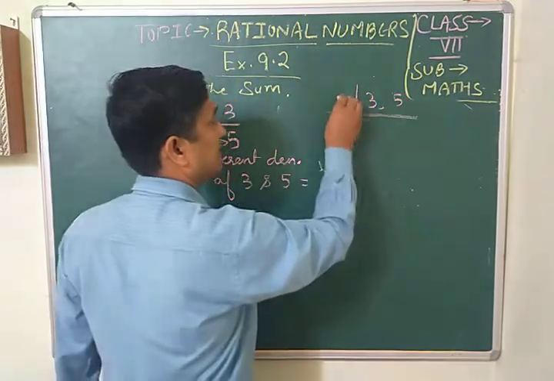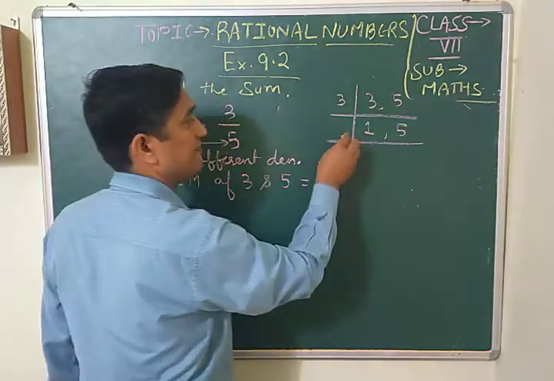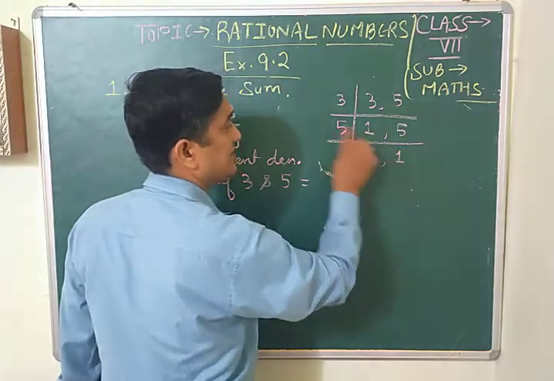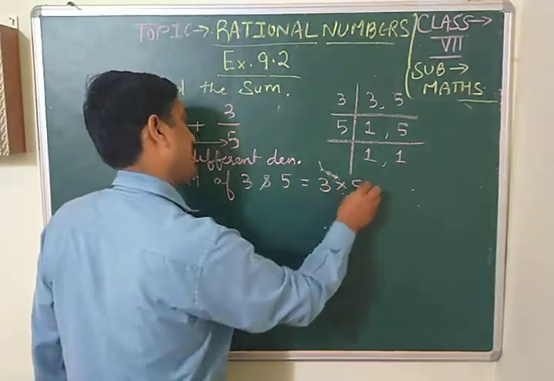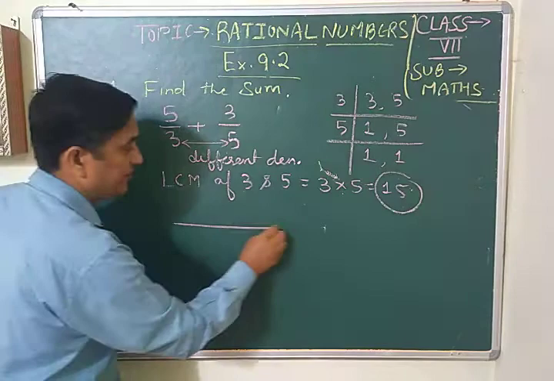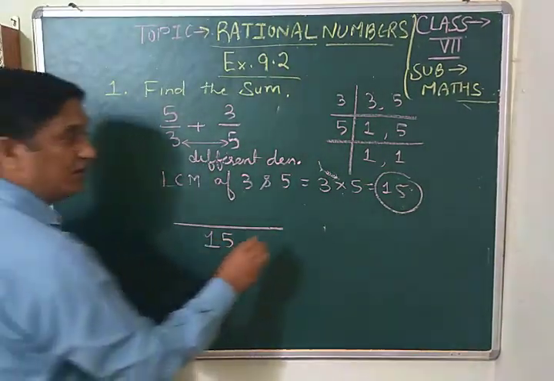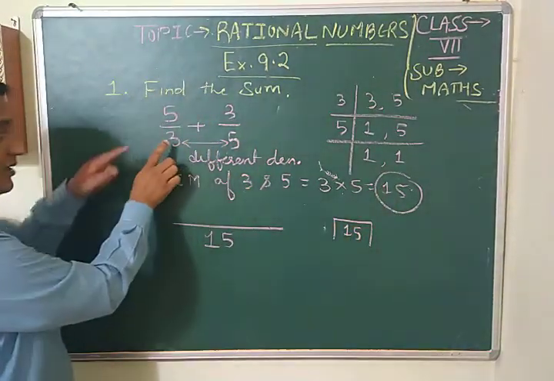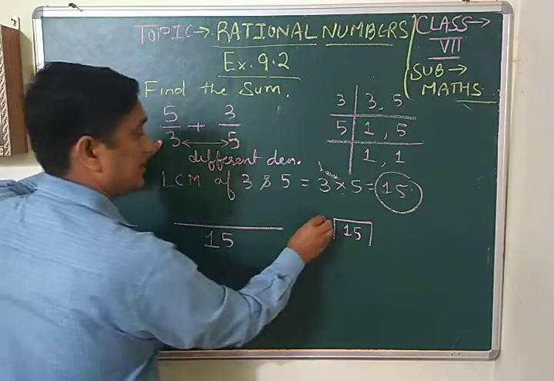3, 5. 1 3 is 3, 5 as it is. Then 1 as it is, and 1 5s are 5. So therefore children, the LCM of 3 and 5 is 15. Now we will write down this 15 in the denominator, and the next step is: we will divide this LCM by the first rational number denominator, that is 3.